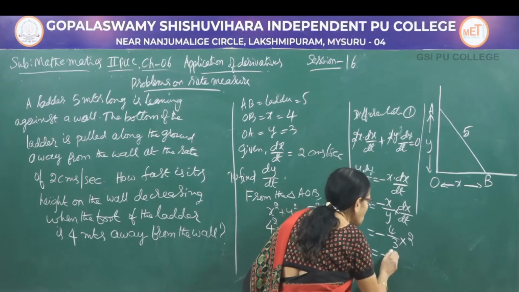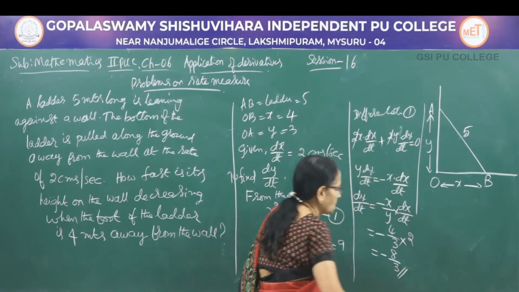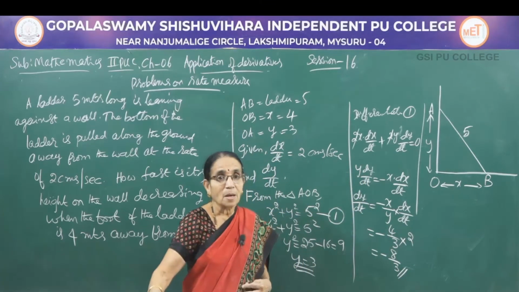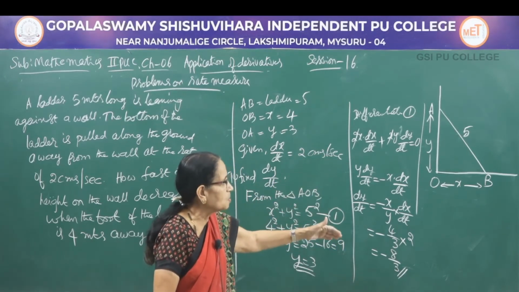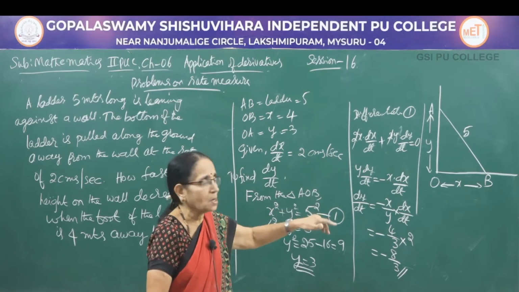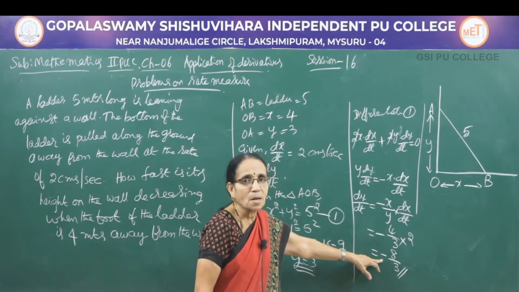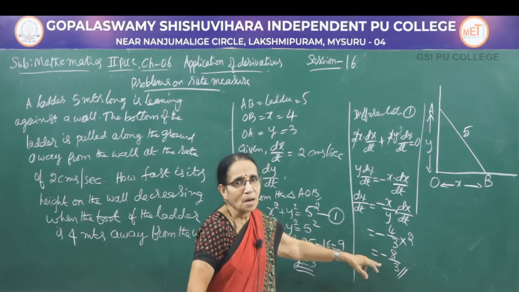So what do you get here? Minus 8 by 3. So I told you already, the upper end would be coming down, isn't it? Upper end is coming down, means it is coming in the negative direction. That is why we got here the minus sign, minus 8 by 3.